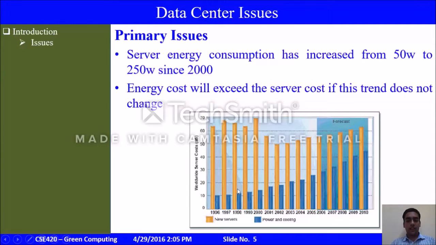In this graph, we can see the new server cost versus the power and cooling cost. In 1996, the new server cost was many times more than the power and cooling cost. But in 2010, the power and cooling cost is very near to the new server cost.